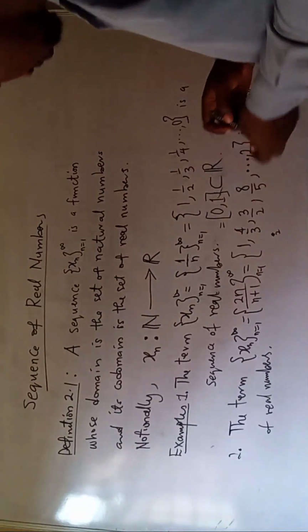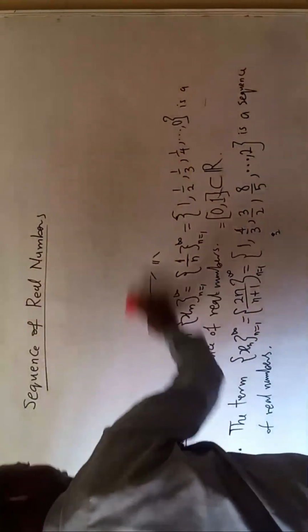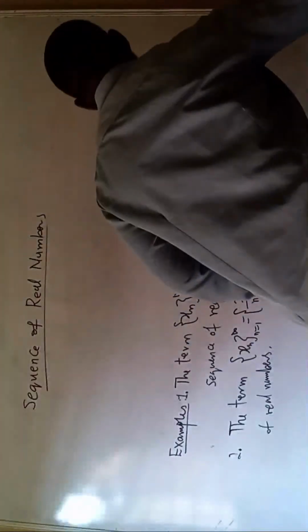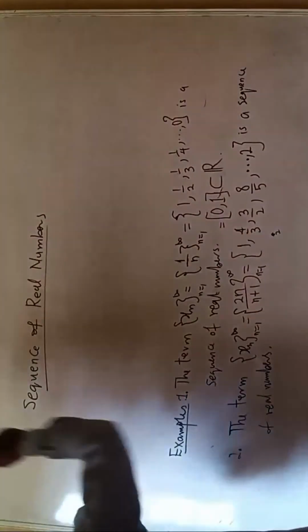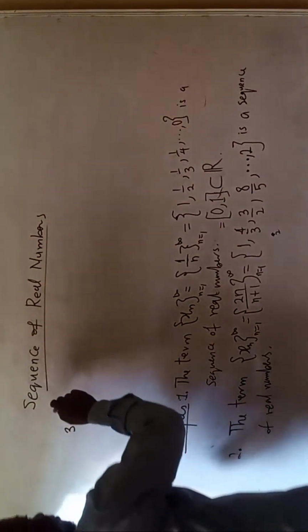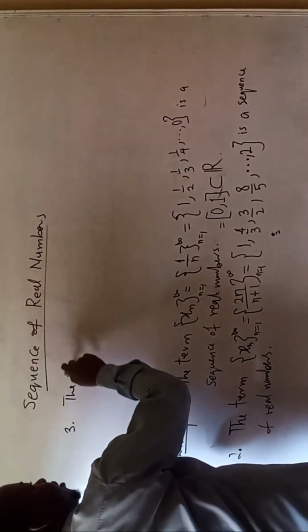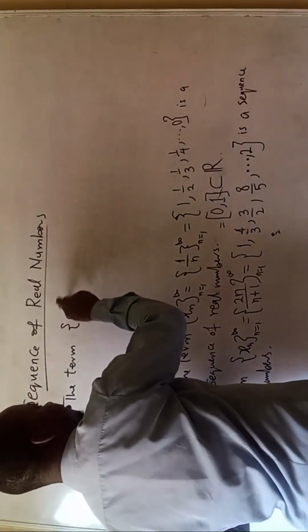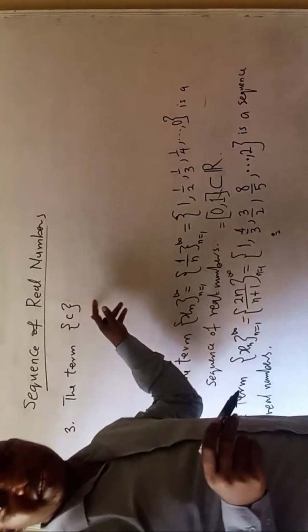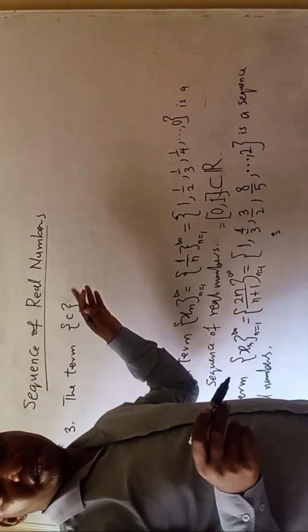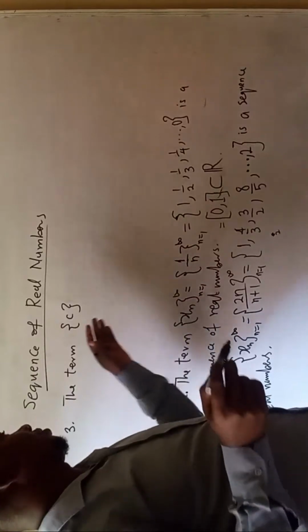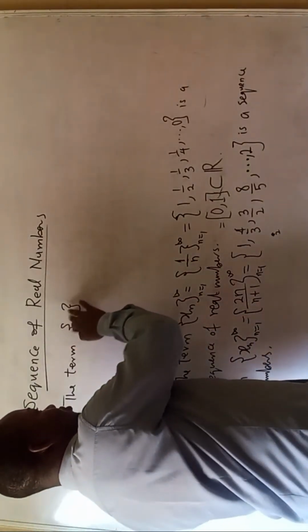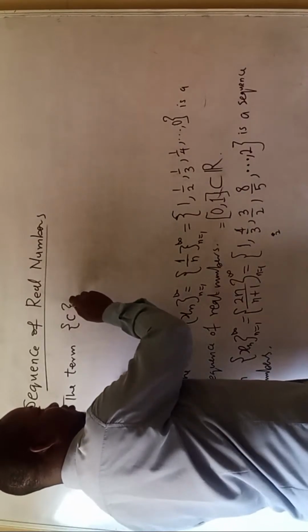So let us look at other examples. Example 3, we can also have a sequence of this form. The C here is a constant. A constant could be any number. You can say 2, but I'm using a general notion here.